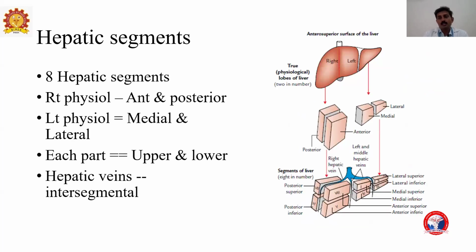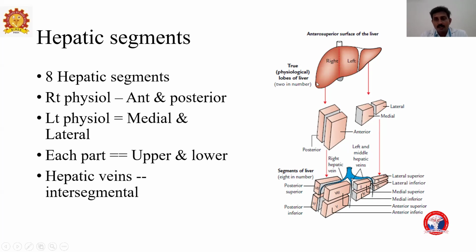Now we are moving on to one more division of the liver. It is called hepatic segments. In lungs, you must have heard about bronchopulmonary segments. So in a similar way here, the liver is divided into segments that are called hepatic segments or Couinaud's hepatic segments. How many segments do we have? We have 8 hepatic segments. This is basically the physiological division, not the anatomical division.